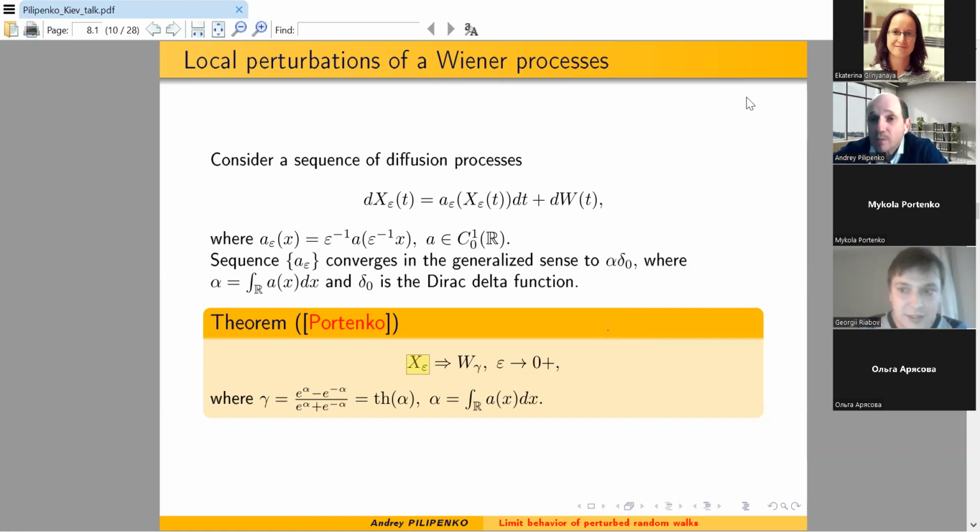This happens because the local time is not a continuous functional of the process of a skew Brownian motion, and you cannot use some invariance principles.